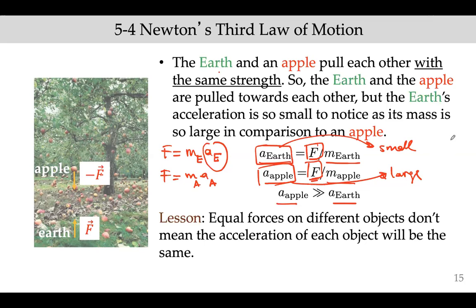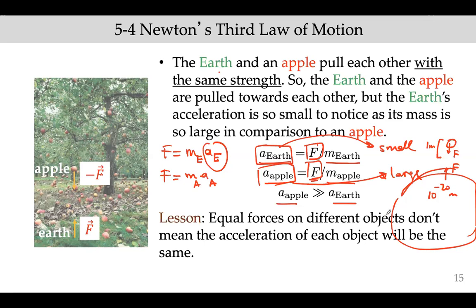So think about this. The apple is falling down, and the Earth is huge. But they have the same force, F, okay? But their accelerations are different. Let's say this apple falls down for 1 meter, and the Earth, its acceleration is so small, maybe it moves, I don't know, maybe 1 nanometer, or maybe 10 to the negative 20 meters.